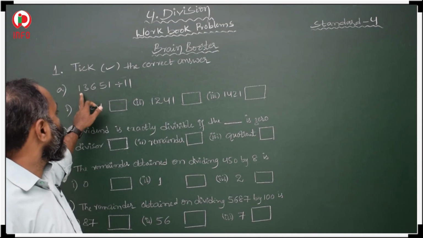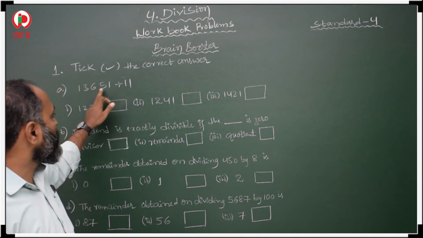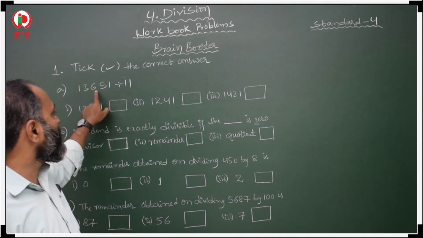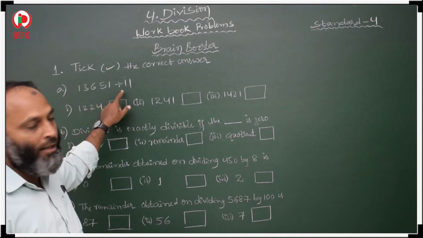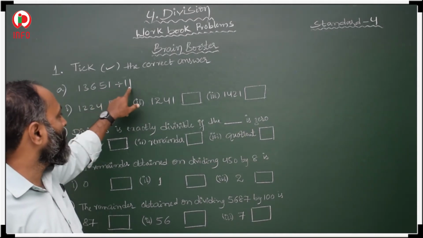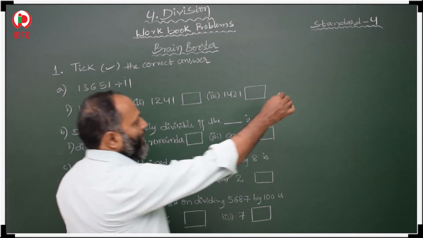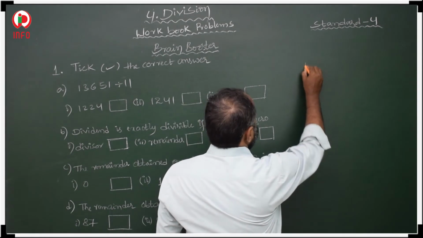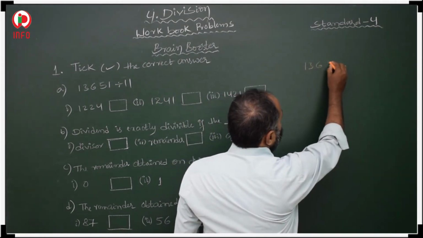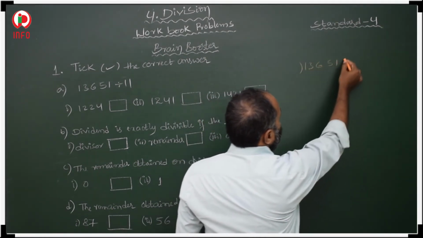That is 13,651. It means 13,651 divided by 11. If the given number is divided by 11, then what is the answer? What is the answer he is asking? So in the rough column, once you do that. 13,651 divided by 11.